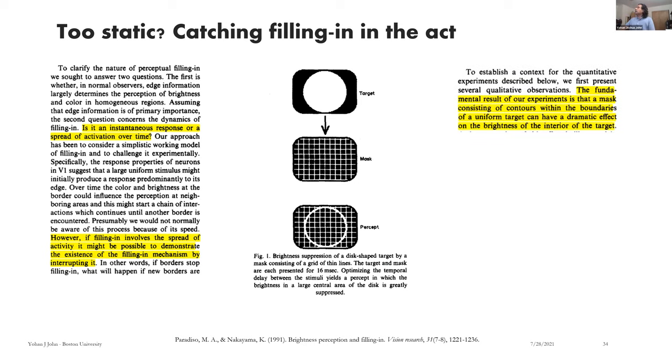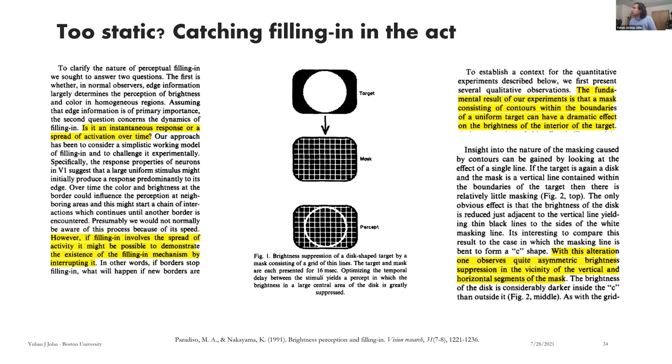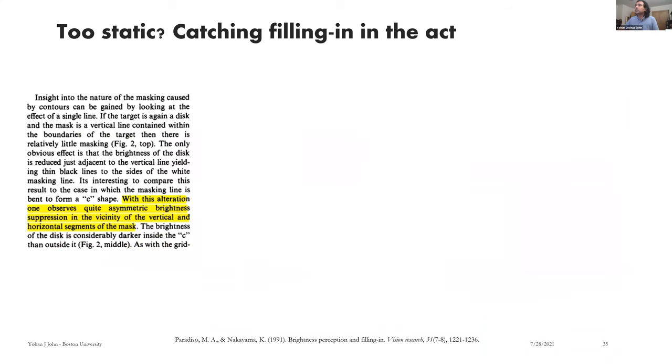And so the fundamental result from their experiments is that a mask consisting of contours within the boundaries of a uniform target can have a dramatic effect on the brightness of the interior. So when you present additional contours, it's like creating little dams that will change how the flow of the filling in takes place. So with these alterations, you see quite asymmetric brightness suppression in the vicinity of the masks. So I'll show you what those are.